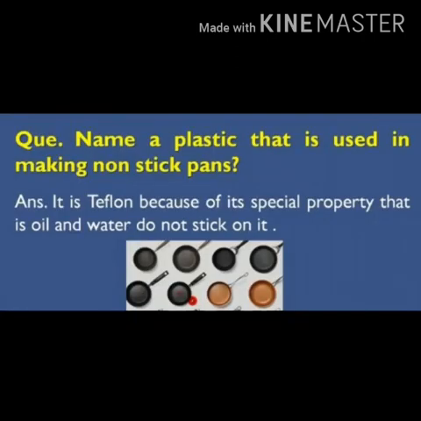Next, name a plastic that is used in making non-stick pans. Teflon, because oil and water do not stick on it. So, Teflon is used in non-stick pans.